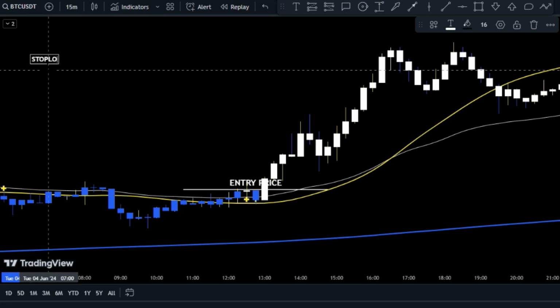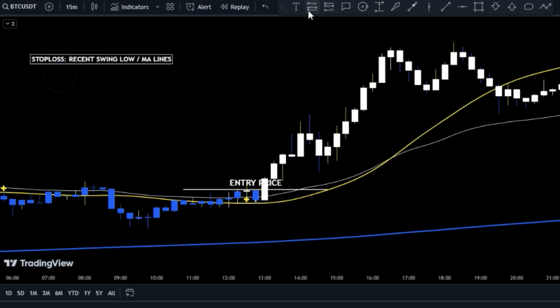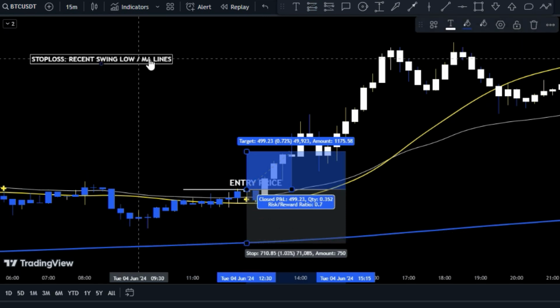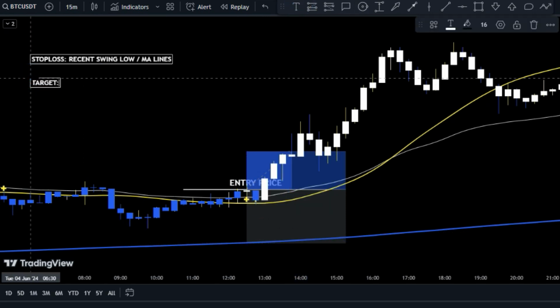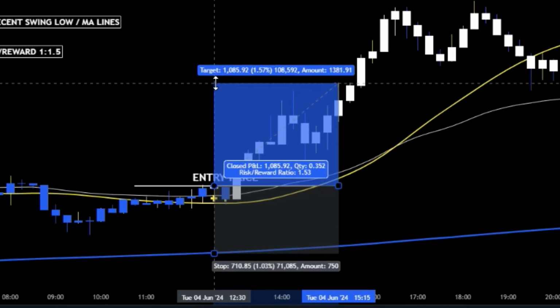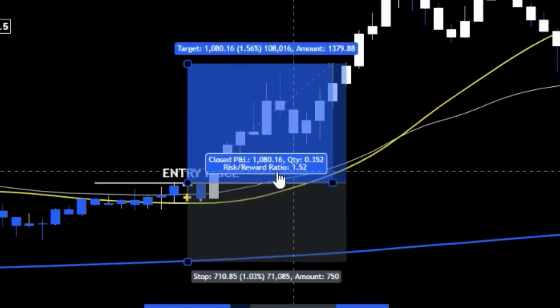After entering the trade, set a stop loss just below the recent swing low or one of the moving averages, depending on your risk tolerance. This will manage your potential losses. For profit targeting, use the risk-reward ratio of 1 to 1.5, maintaining a balanced approach between potential profits and risk management.